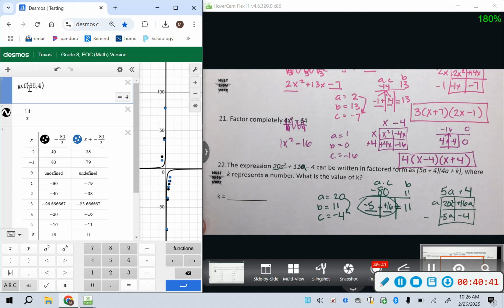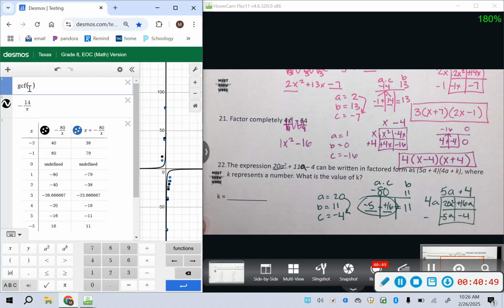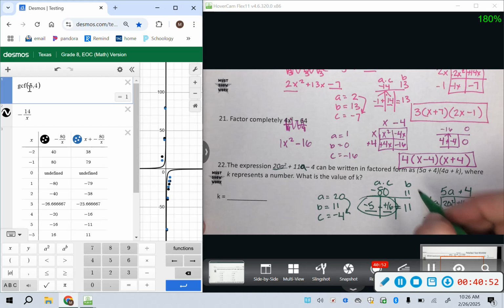Now 20 and 16 is 4. And then 5 and 4 is 1. So my answer is 5a plus 4, 4a minus 1.